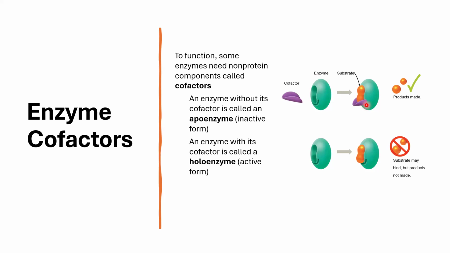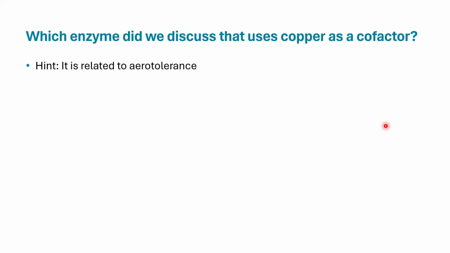And generally speaking, you do not get the formation of your product when you don't have a holoenzyme. So apoenzymes don't generally make the product. You might think back to one of the enzymes that we talked about in the last chapter, which uses copper as a cofactor. It's involved in aerotolerance, right? And that would be superoxide dismutase. Some versions of it use copper as a cofactor.